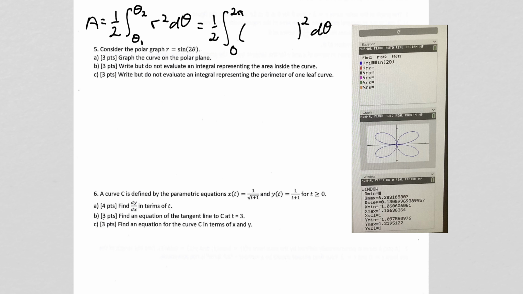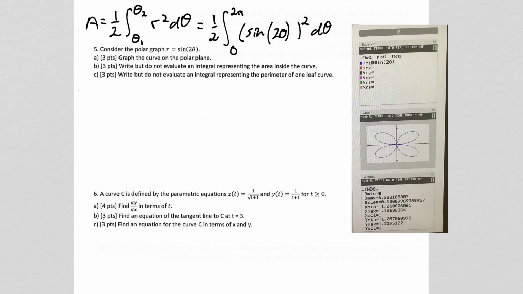And all you have to do is put the function in for r. So we're just going to write sine of 2 theta squared. Oh, sorry, it's already there. So that's it for that one. You just do 1/2 integral from starting amount to ending amount of the r function squared d theta.